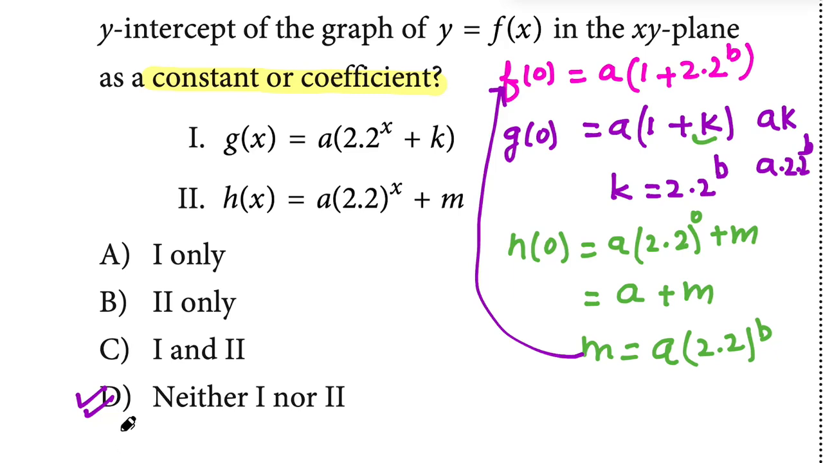But if you do not read every word very carefully, you may end up at C, option where 1 and 2 both are correct, because in g(x) the y-intercept appears neatly in the constant term ak, right? And also in h(x) the y-intercept clearly appears as the constant a + m. So you have to see this. It's not about whether they appear, it's about whether they are equal. So then D is the right option.